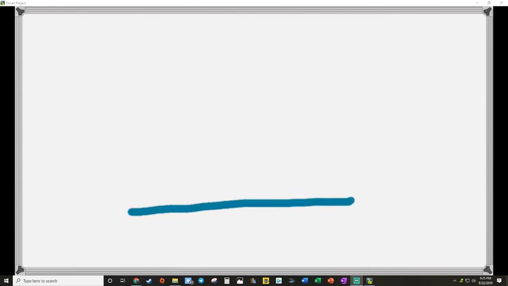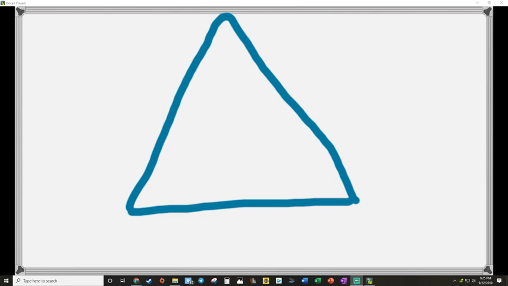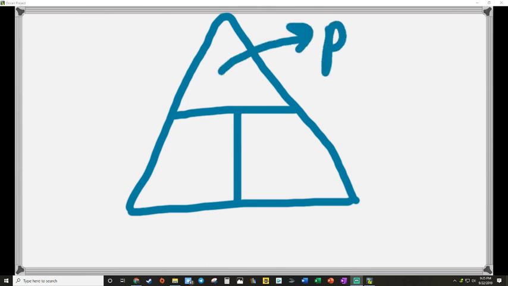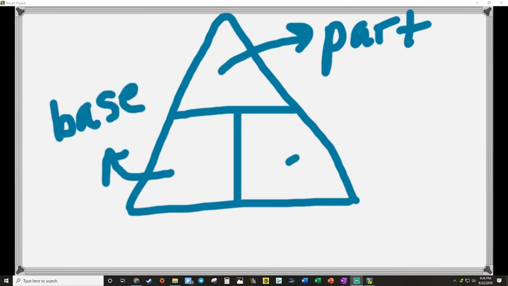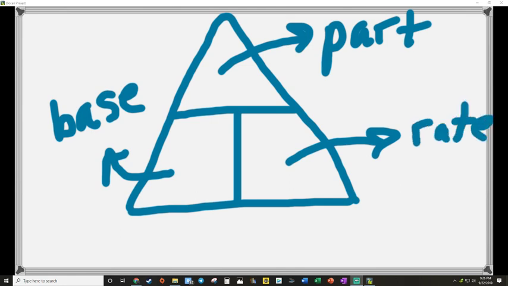It's simply a triangle that has three pieces. The top piece is the part. So the part of the percent problem we're looking at. This piece is the base. And this piece is the rate. The part is generally the answer we're looking for. The base is the number, like the dollars that we're taking the percent out of, and the rate is generally the percent.